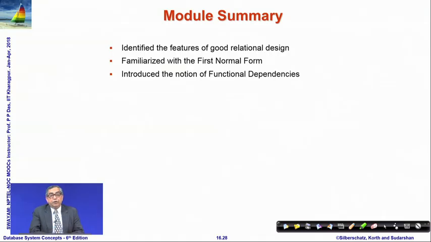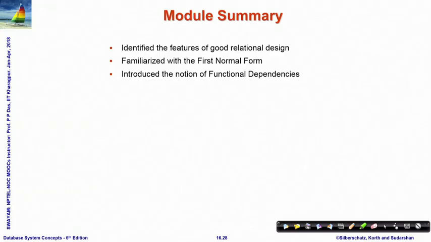We will continue more on the theory of functional dependencies, but let us conclude this module by summarizing that we have identified the features of good relational designs, the trade off between decomposition and the lossless join properties that we need. We have familiarized ourselves with the first normal form and atomic domains, and we have introduced the notion of functional dependencies, on which we will build up more and try to zero in on very concrete strategies for good designs.